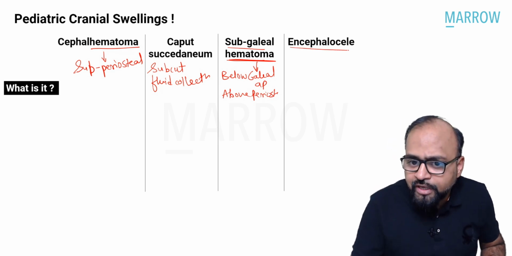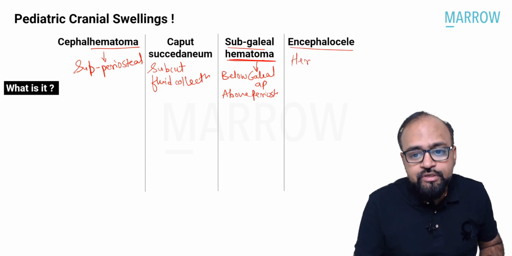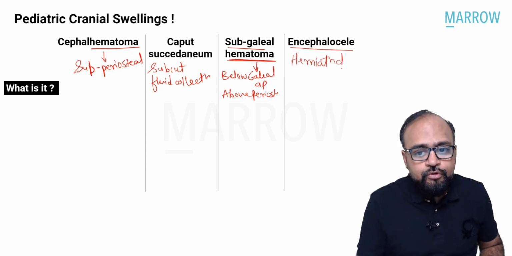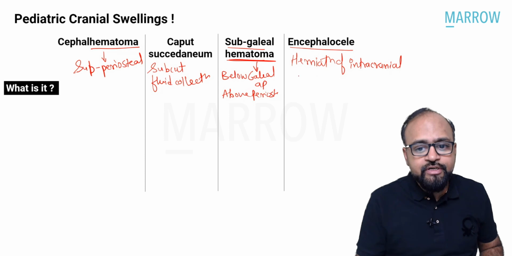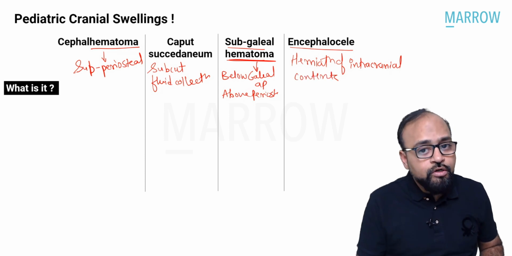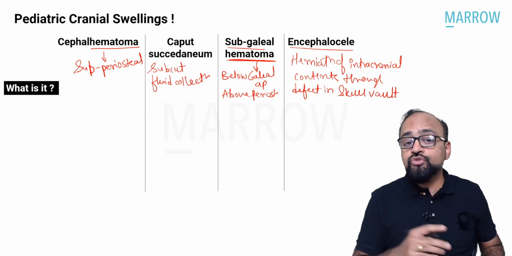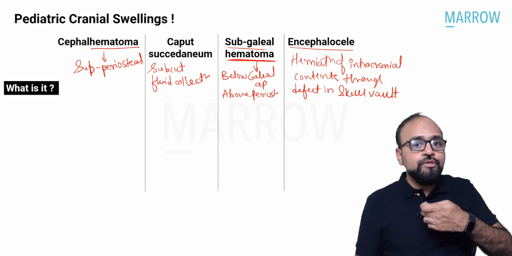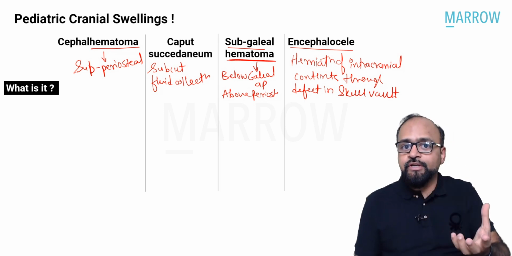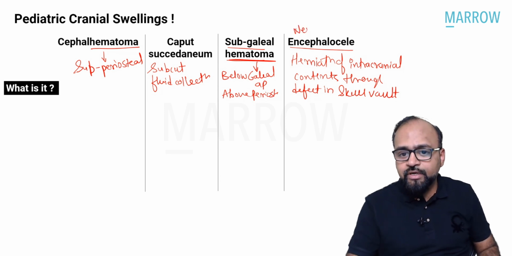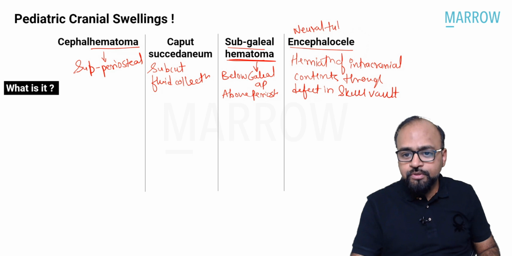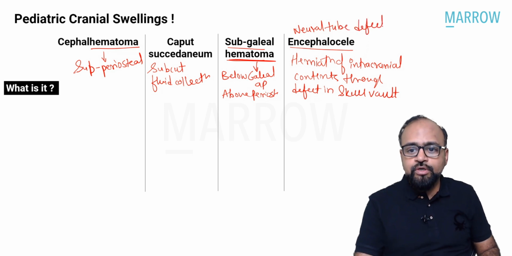What is encephalocele? Encephalocele is actually the herniation of intracranial contents through what? Through a defect in the skull vault. So developmentally, the skull vault is not well formed. There is a hole in the skull vault through which the meninges, brain, and blood vessels may herniate out. So this is technically nothing but a neural tube defect.